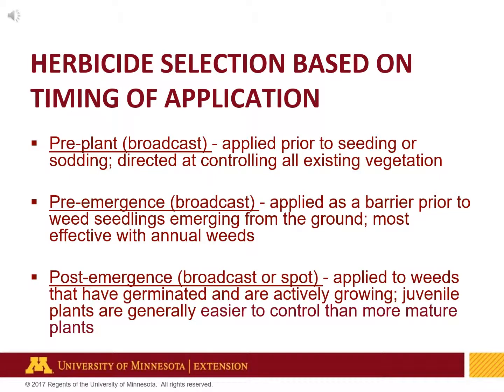Post-emergent herbicides are applied to weeds that have germinated, emerged from the ground, and are actively growing. Young plants are generally more susceptible to these types of herbicides compared to mature plants. 2,4-D is a common post-emergence herbicide that is used to control broadleaf weeds.